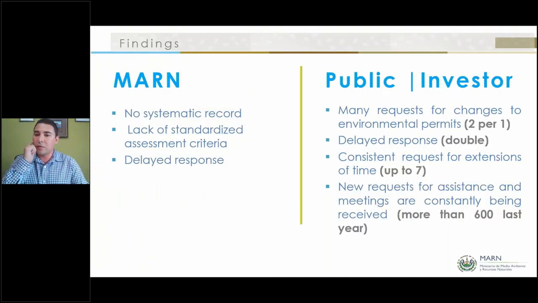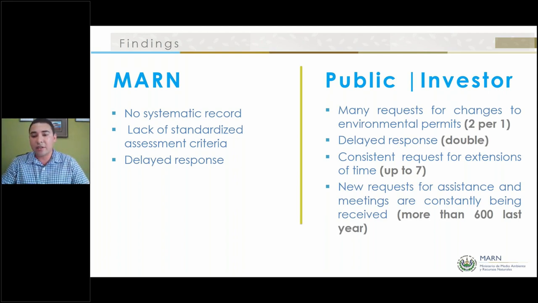So the findings were in both ways. For MARN, the main findings were that we don't have a systematic record of all the processes, and we have a lack of standardization of the environmental assessment criteria. And the most important thing was the long time to provide an answer.